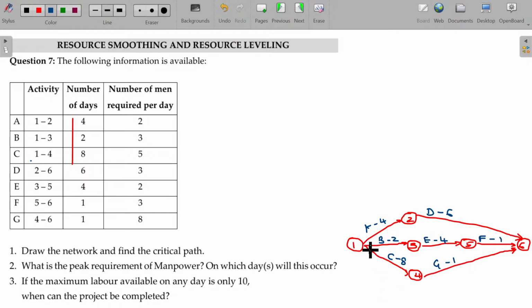Come on, find out the critical path. 1 to 2, 2 to 6 being 4 plus 6, 10. 2 plus 4 plus 1, this is not so. Hope now you'll be able to understand. This will be the critical path: 1 to 2 and 2 to 6. A and D are the critical activities in the critical path, and the duration being 10. You can finish up the work in 10 days.